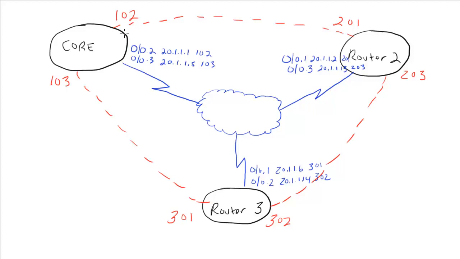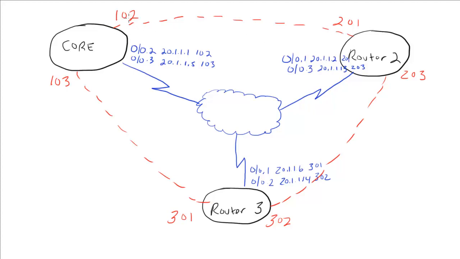When we begin to configure these sub-interfaces on the routers on core, we're going to configure a couple of sub-interfaces on serial 0/0. The first sub-interface will be serial 0/0.2, which has an IP address of 20.1.1.1. We're going to configure it to use DLCI 102. And then if we look over on router 2, it's going to have a sub-interface on serial 0/0, which will be serial 0/0.1, and it's going to have an IP address of 20.1.1.2 on DLCI 201. So that represents this PVC right here from core to router 2.